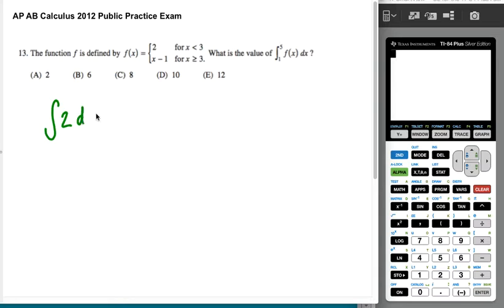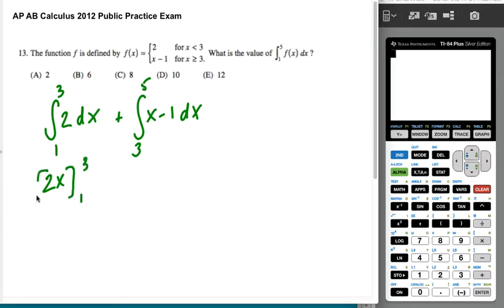So we're going to integrate 2 with respect to x from 1 to 3, and then we're going to integrate x minus 1 with respect to x from 3 to 5, right? So this is going to be 2x evaluated from 1 to 3, right? Plus, this will become x squared over 2 minus x evaluated from 3 to 5, right?